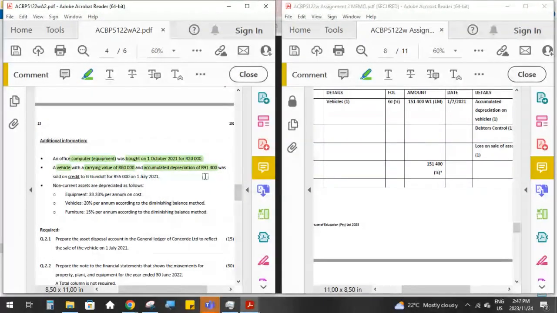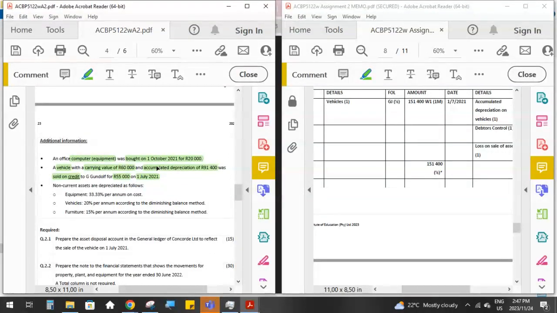As at the date that it was sold on credit, so we didn't sell it for cash. Mr. G. Gundolf still owes us the money, the 55,000 for that. And it was sold on the 1st of July 2021. So let's have a look at our timeline. Let's record this on our timeline.